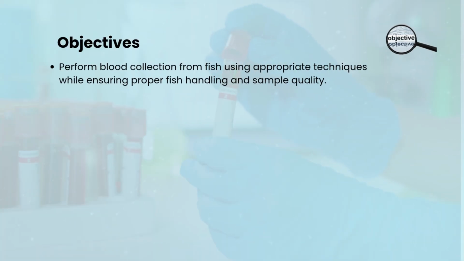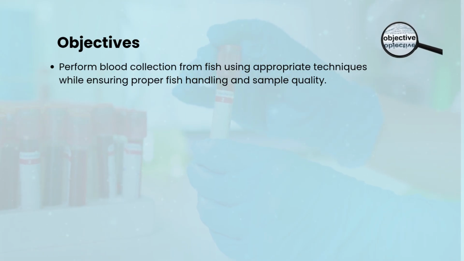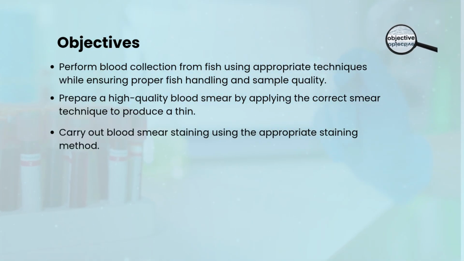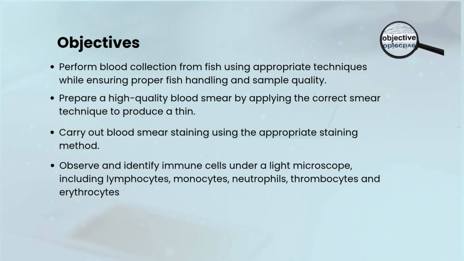The objective of this practical is to perform blood collection from fish using appropriate techniques while ensuring proper fish handling and sample quality. Prepare a high-quality blood smear by applying the correct smear technique to produce a thin smear. Carry out blood smear staining using the appropriate staining method. Observe and identify immune cells under a light microscope, including lymphocytes, monocytes, neutrophils, thrombocytes, and erythrocytes.